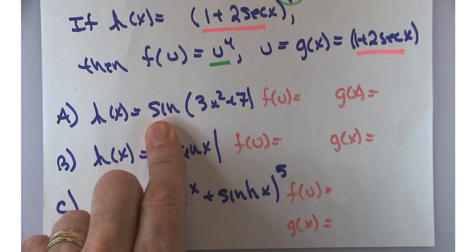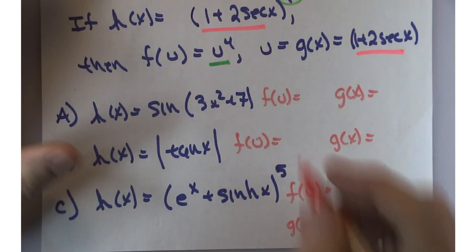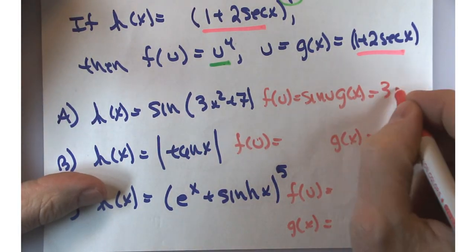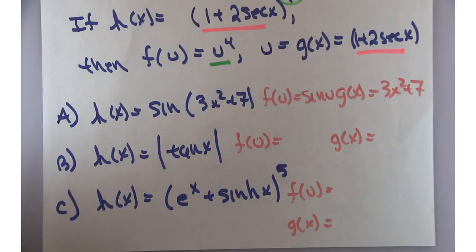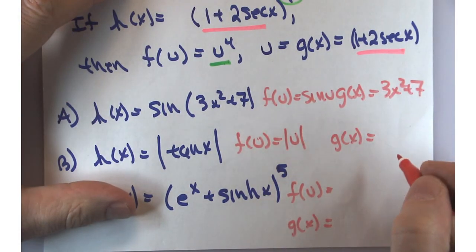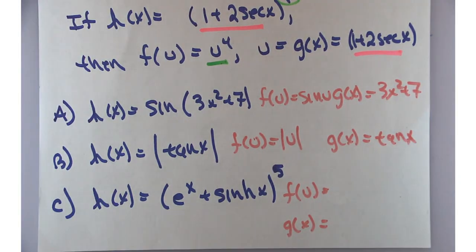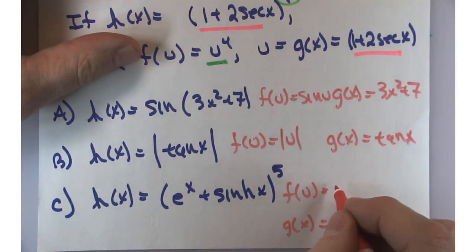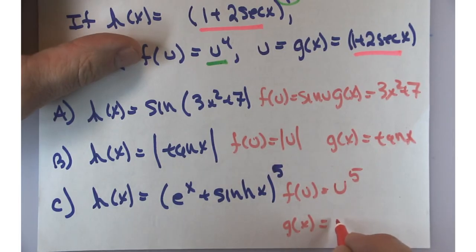What's my outside function for this one? Sine of u. And then the inside function is just this polynomial, 3x squared plus 7. Nice. How about the outside function for the next one? Absolute value. And then the inside function would have to be the tangent of x. So you get your outside and then your inside. How about this next one down here? Outside function. U to the fifth. And then e to the x.